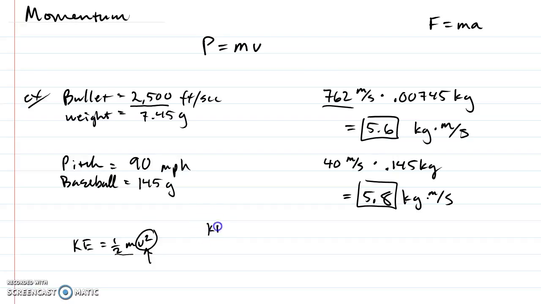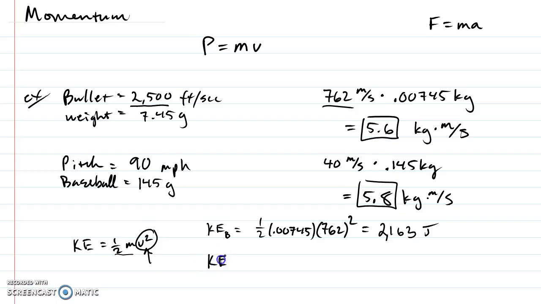So let's say the kinetic energy of the bullet would be 1/2 times the mass, which is 0.00745, really small. But the velocity is going to be 762, and we're going to square that. Now I'm putting this in my calculator here: 1/2 times 0.00745 times 762 squared. About 2,163 joules. With sig figs, that's probably 2,200 joules, or 2,100 joules. Okay, so that's a lot of joules.